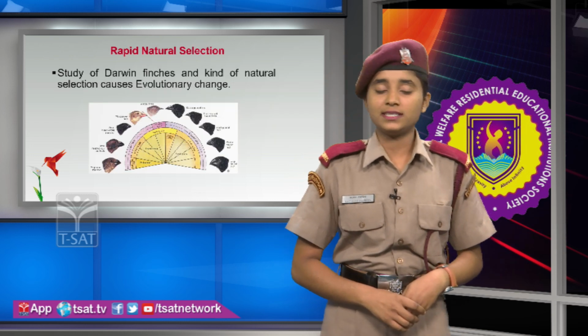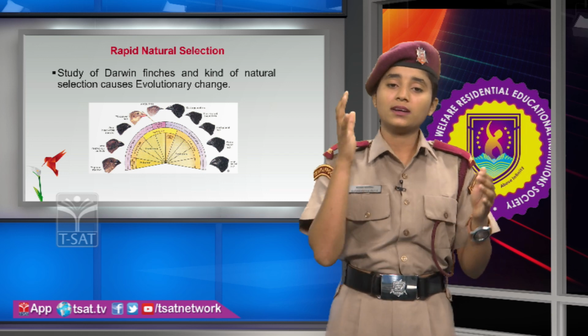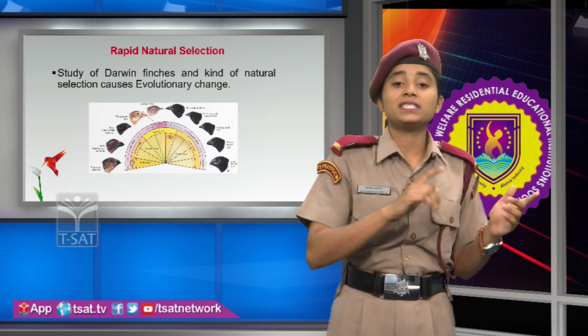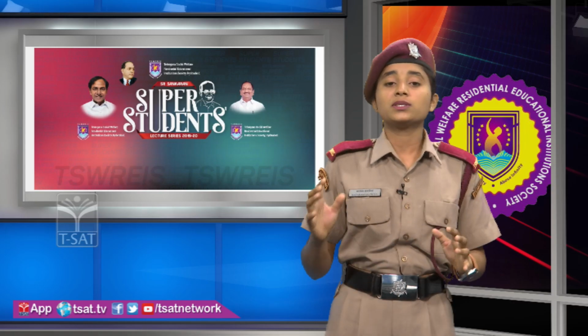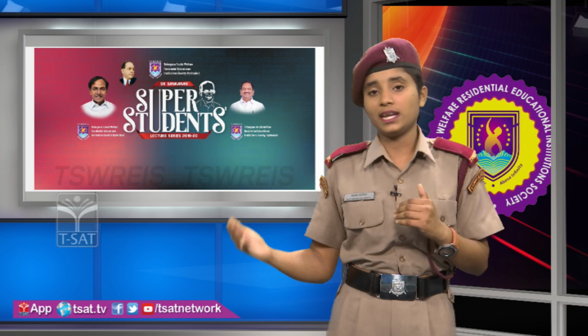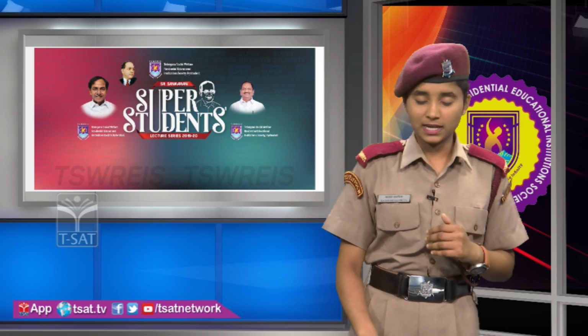Next, rapid natural selection. Darwin did an experiment on the finches of the birds which are present in the Galapagos Islands. And he said that the beaks of the birds are modified according to the mode of food consumption. So, if a bird habituates to a particular condition, it will make some evolutionary changes in its body to adapt to that condition. So, rapid natural selection is also a reason for the migration of birds.